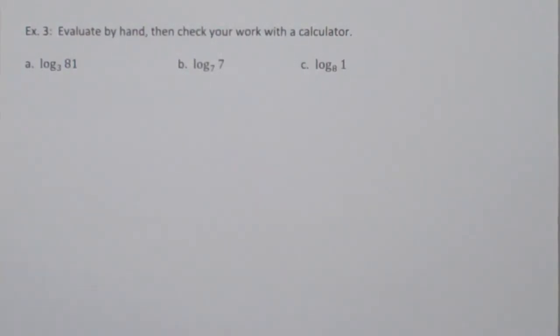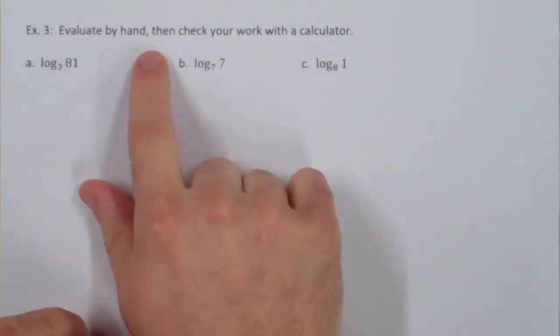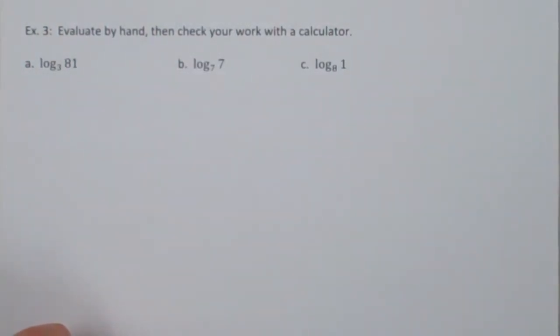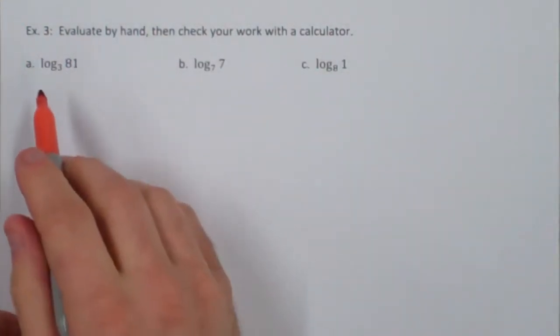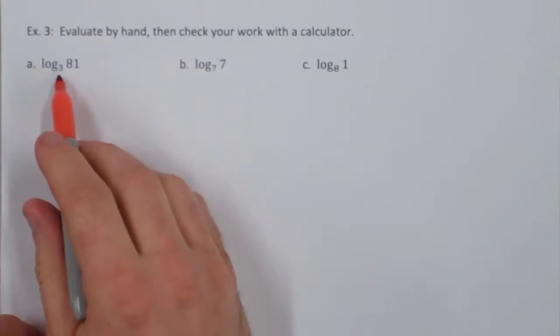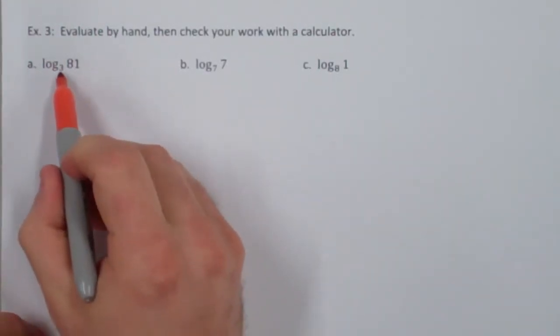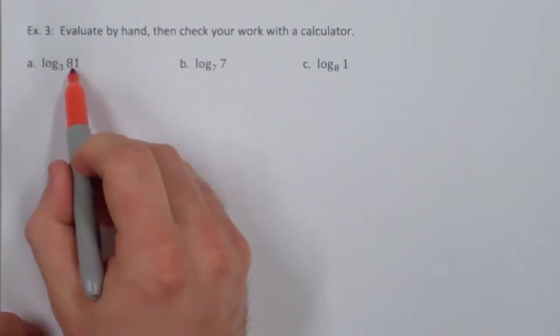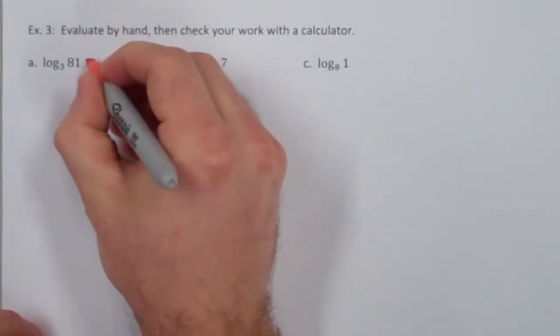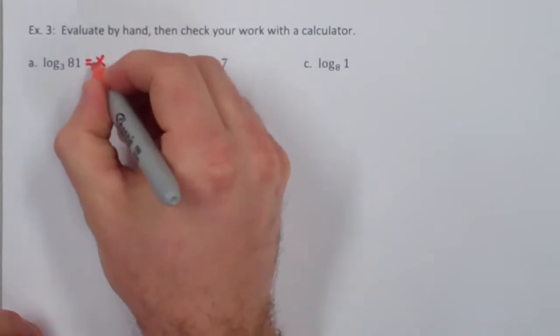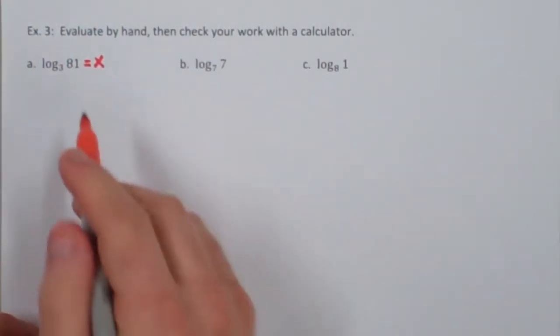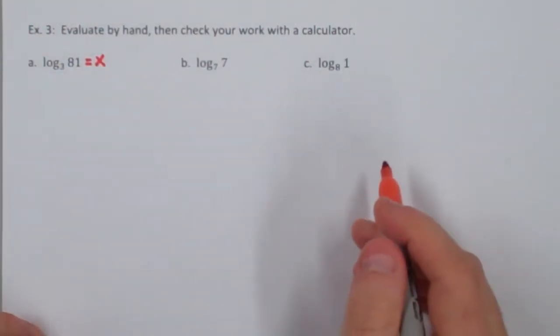In this example, we need to evaluate by hand, then check our work with a calculator. For the first one, we have log base 3 of 81. This is asking 3 to what power is 81? And to help you see that, I'm going to introduce a variable. Let's just let this whole thing equal x. Now we have a logarithmic equation.